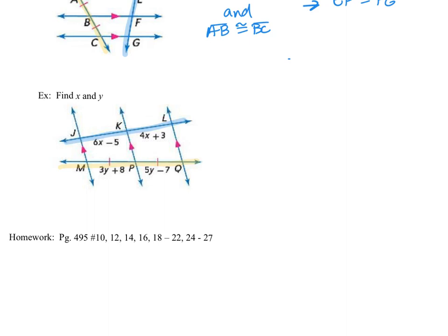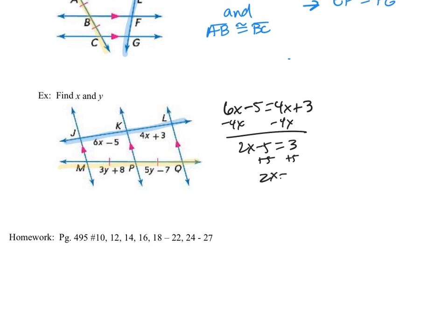So in other words, we can say that 6x minus 5 is equal to 4x plus 3. Let's subtract 4x from both sides, and we get 2x minus 5 equals 3. I'm going to add 5 to both sides. We get 2x equals 8, so x is equal to 2.